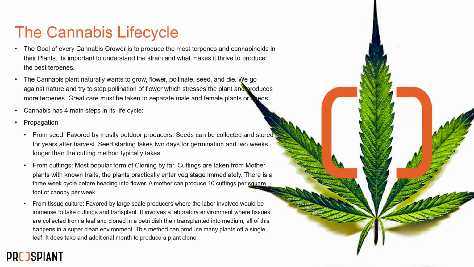So the first thing I'm going to talk about is the cannabis life cycle. There's 4 main steps in this life cycle, but the goal of every cannabis grower is to produce the most terpenes and cannabinoids in their plants. It's important to understand the strain and what makes it thrive to produce the best terpenes for the effect or end product that you're trying to put out.